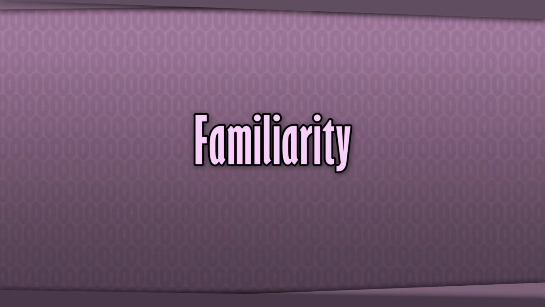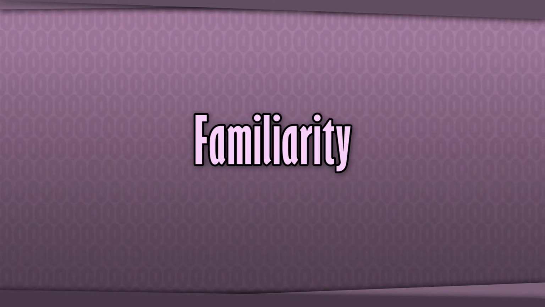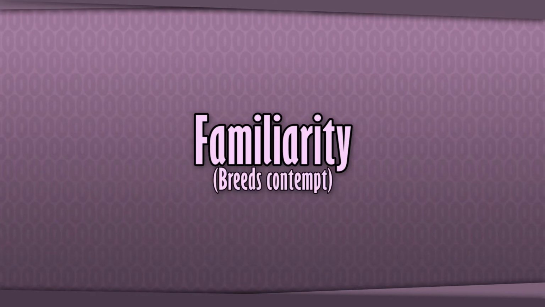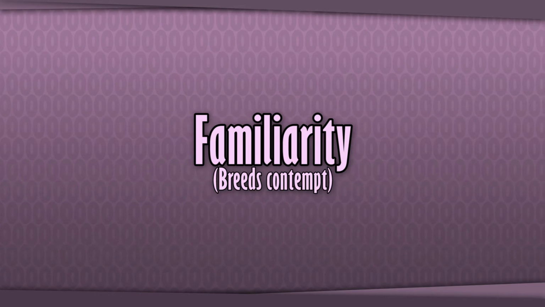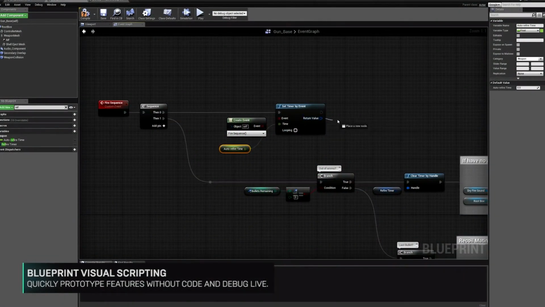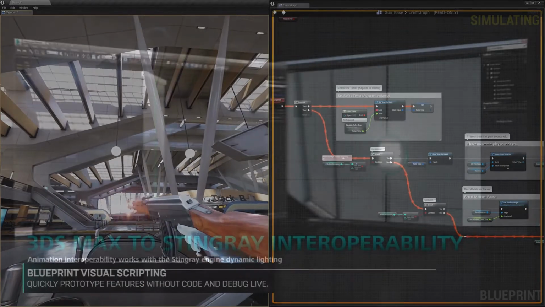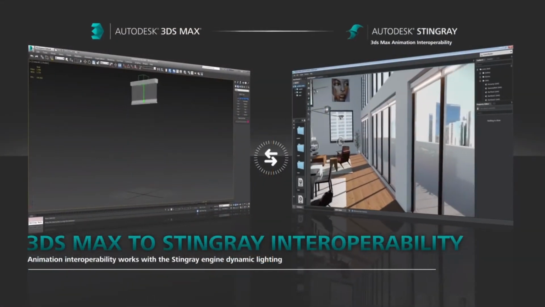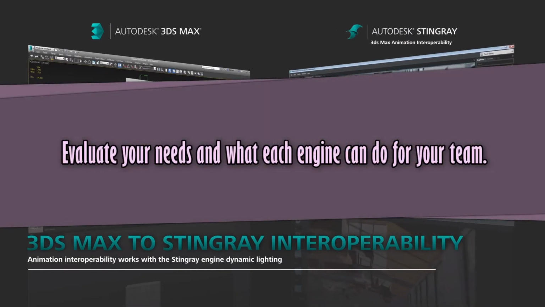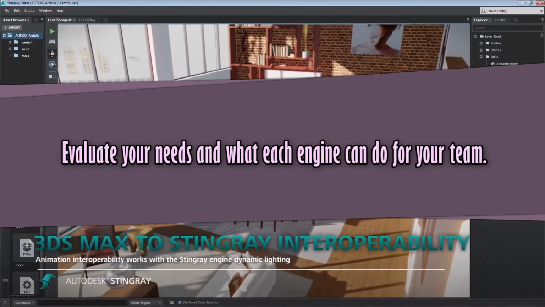Some engines are more user-friendly than others, and some are better for one team in a studio than others. Ask a programmer what they hate about the engine that they use, and I guarantee you that they'll have a few choice words. As a designer, I loved Unreal Engine 4 for its ease of scripting with Blueprint, while the art tools in Autodesk's Stingray give immense power to an art team. Evaluate your needs and what each engine can do for your team.